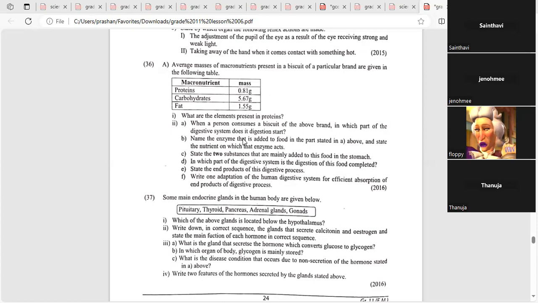Okay, that is part E. Then F, last part. Type 1: adaptation of the human digestive system for efficient absorption of end products of the digestive process. These simple molecules are absorbed mainly in the small intestine. Therefore, there are several adaptations of the small intestine for efficient absorption of these digestive products.